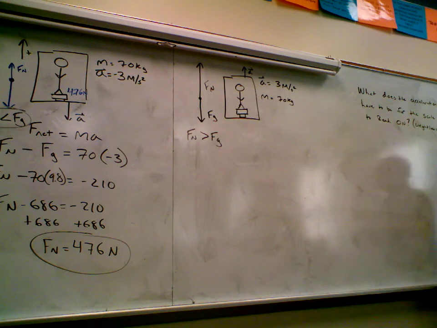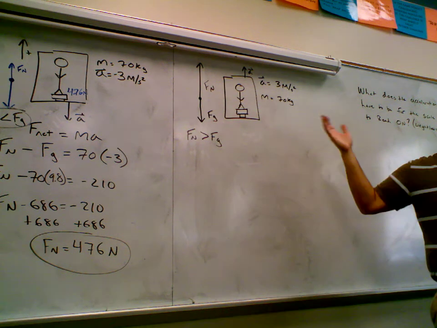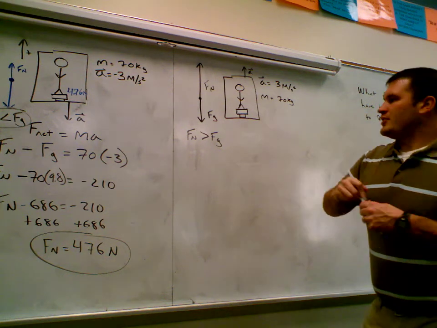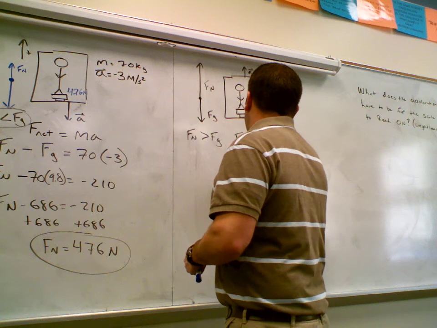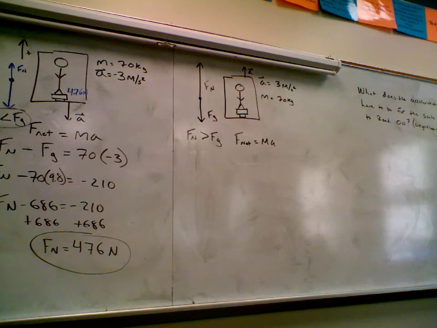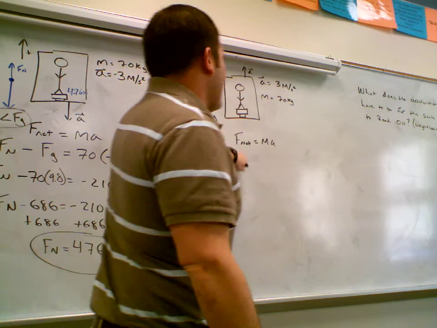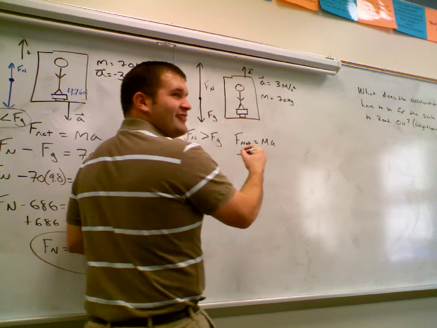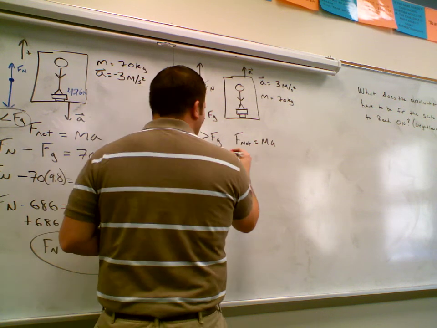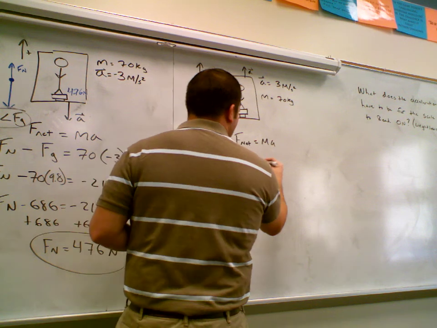Okay? So, let's figure out how much that scale will read, how much different. So, F net equals MA. Caleb, you already know, but not everybody knows yet. Okay. Well, let's be sure. So, then help me out, Caleb. What do I write next? What is F net? What is it? Come on, I thought we knew. Fn minus Fg.